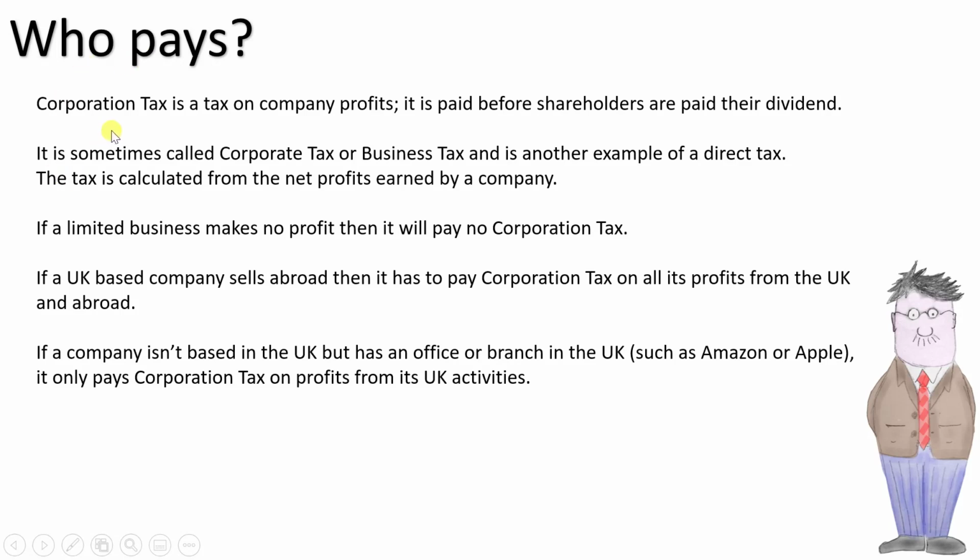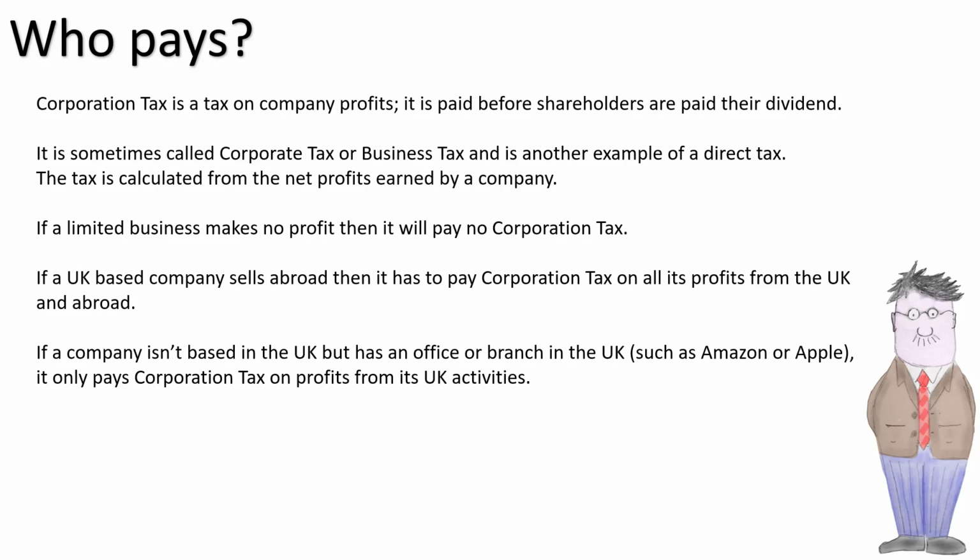Who pays? Corporation tax is a tax on company profits. It is paid before shareholders are paid their dividends. Dividends is that word where the shareholder takes a percentage of the profit. It is sometimes called corporate tax or business tax and is another example of direct tax. This tax is calculated from the net profits earned by a company. And if you remember from lesson 2, direct taxes are progressive tax because they are linked to earnings, and in this case it's the company earnings.